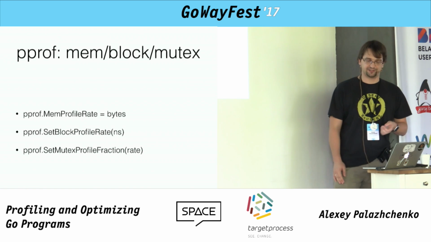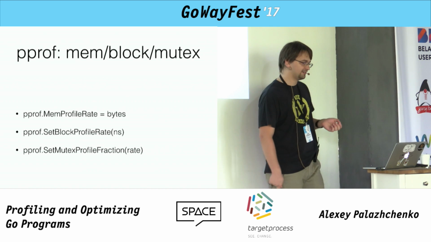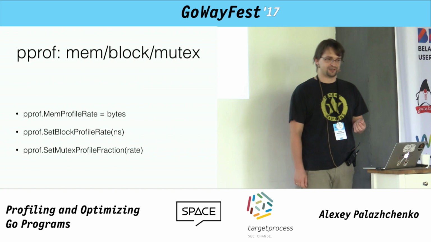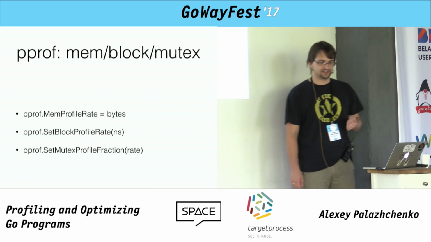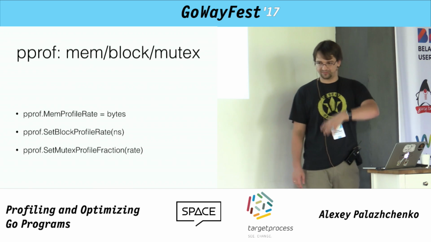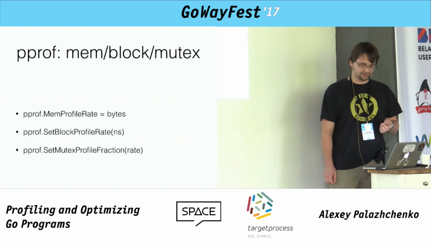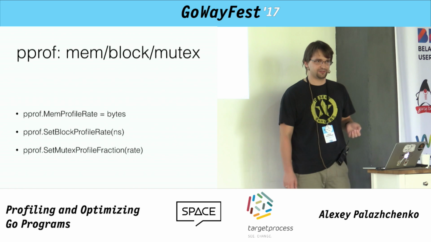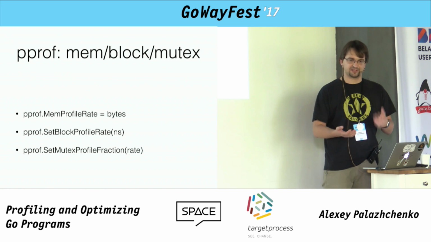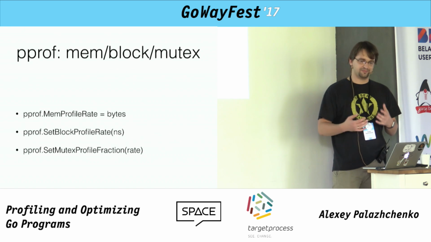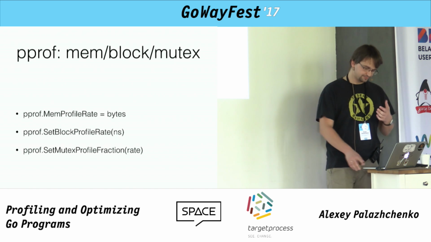Okay, so what other kinds of profiles do we have? We have a memory profile, we have a block profile, we have a mutex profile. The first one profiles how much memory it allocates. So not every allocation, but some sample of allocations is profiled. The block profiler measures how much time you are blocked on something when you're waiting for some resource. A mutex profile is the opposite of a block profile. It records how much time a mutex is held.